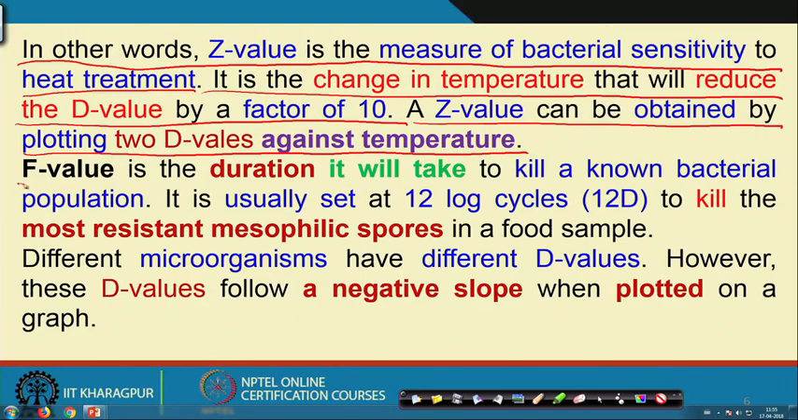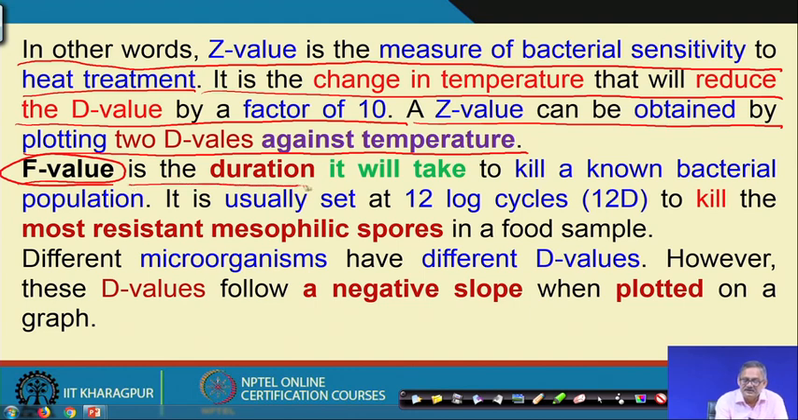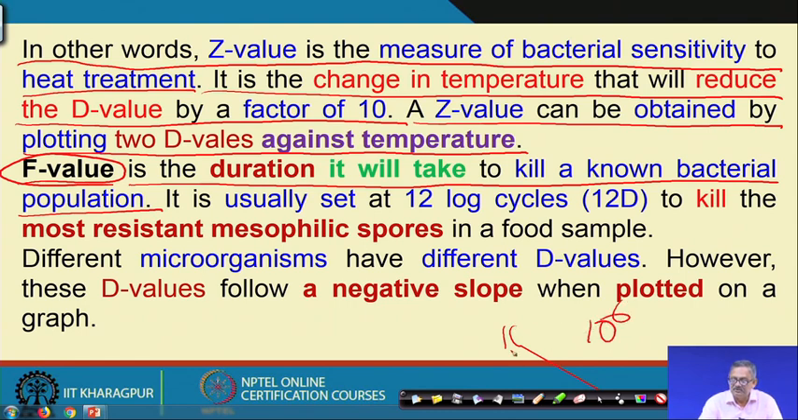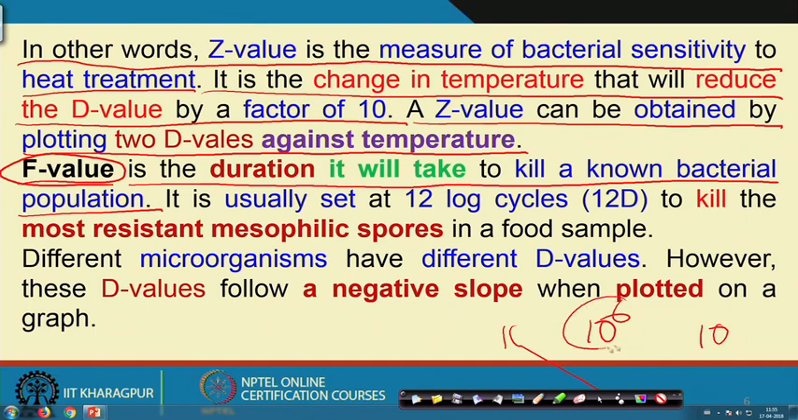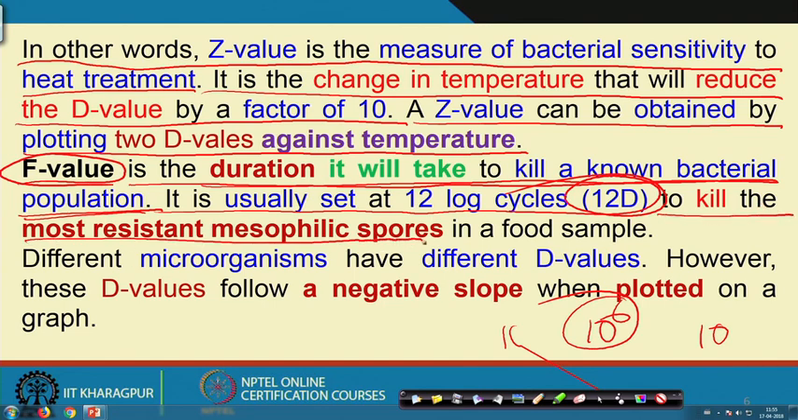Another value which we said, the F value, is the duration it will take to kill a known bacterial population. Known bacterial population means, you know initially you have 10 to the power 6 number of organisms, right. Now, you want to bring that to 10. The duration it will take to kill a known bacterial population is the F value. It is usually set at 12 log cycle or 12D to kill the most resistant mesophilic spores in a food sample, right.